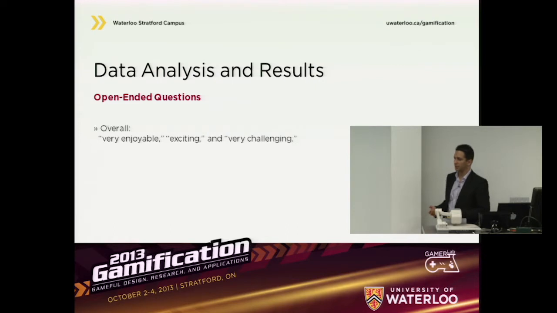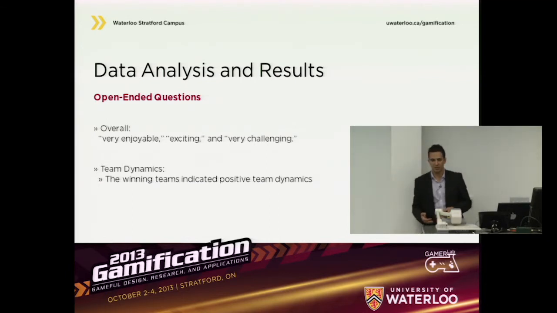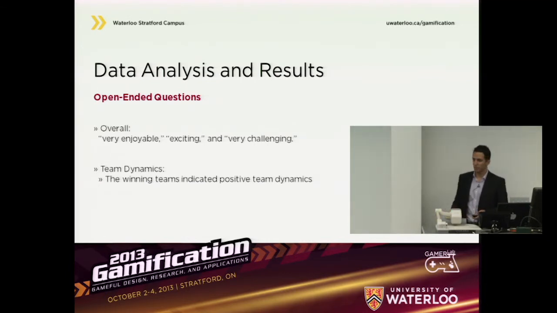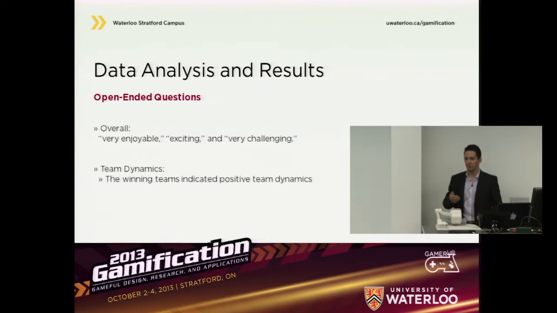And we had some open-ended questions. We asked them how they saw the game. All of them were saying it was very enjoyable, exciting, and very challenging. And we asked them also about their team dynamics to see if that was a factor. And we saw that the winning team actually was more positive towards their team dynamics. And the ones who were losing said that their team dynamics was not very good. So we don't know, these are just some correlations. We don't know if the team dynamics could actually affect that, or it's just because they were losing, they thought that the team dynamics was not good.